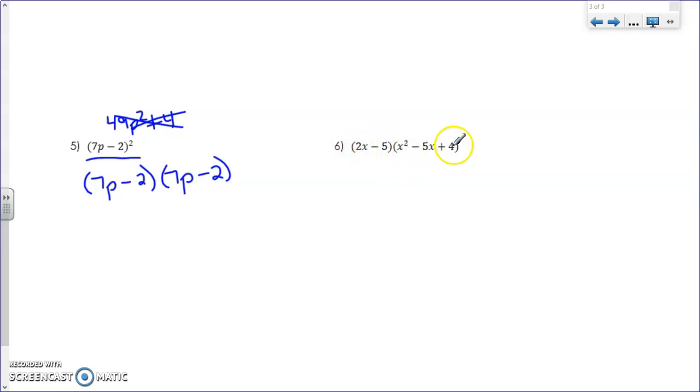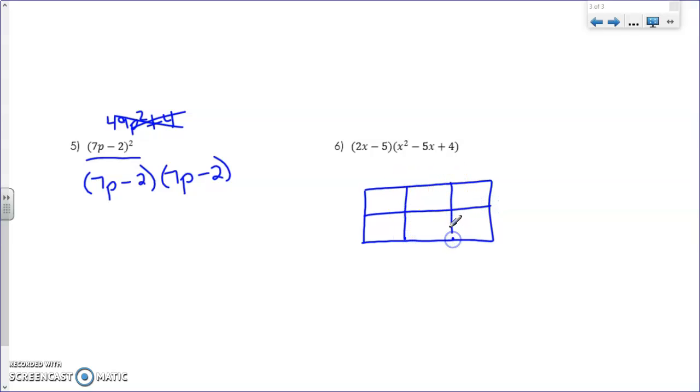This one has 2 terms and 3 terms. Sometimes you'll have 3 by 3s, 4 by 4s. I mean, you can multiply a polynomial times anything. So in this case, if I were to do the box, and you don't have to, I can do the distributive property in a minute also, but I would have a 2 by 3 box because there's 2 terms here and 3 terms there. Does that make sense? And then I get 2x minus 5 and x squared minus 5x plus 4.